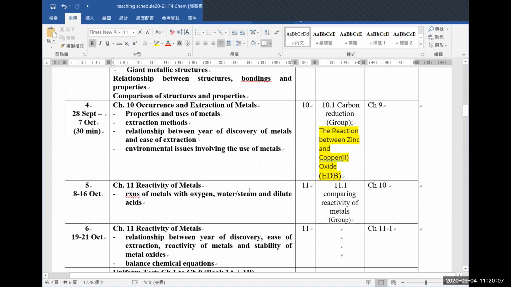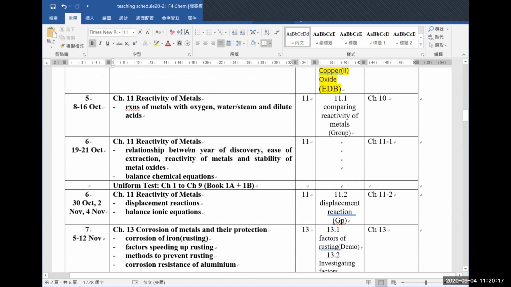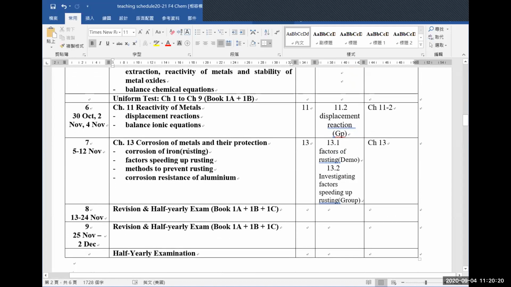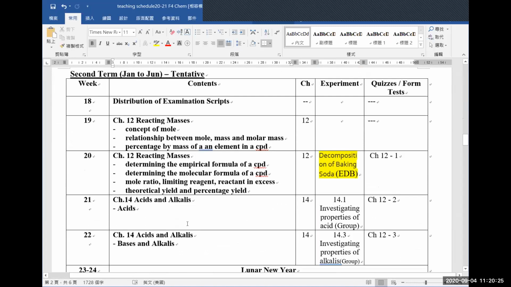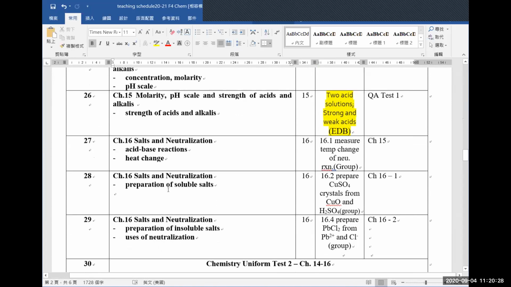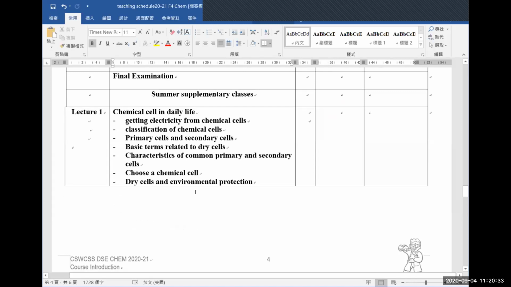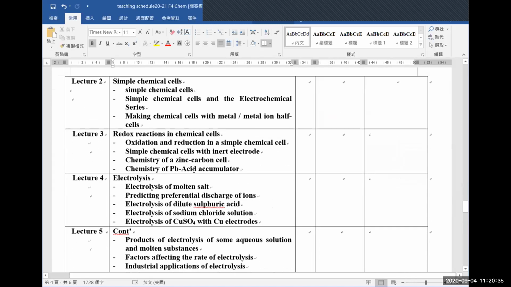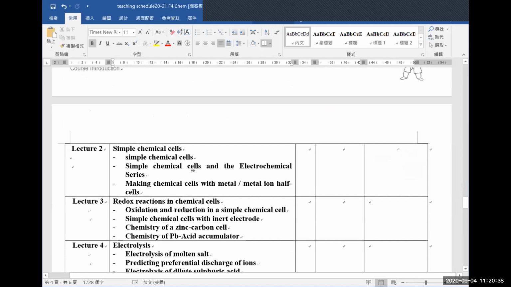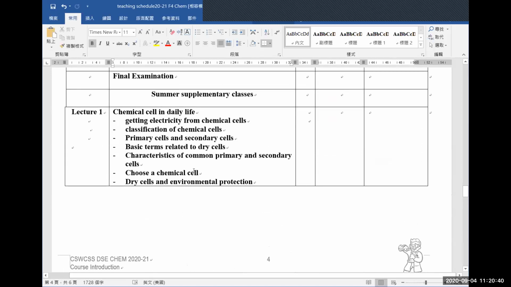Now, around the period of the uniform test, you may start on metal. That topic, metal, is in book 1C. We will skip the calculations part so that we have the exam first. Later on, we start over the calculations part, acid base, redox, until we come to the final exam. And during the summer lesson, here comes redox. If you don't know what redox is, take a look at the applications, chemical cell and electrolysis.